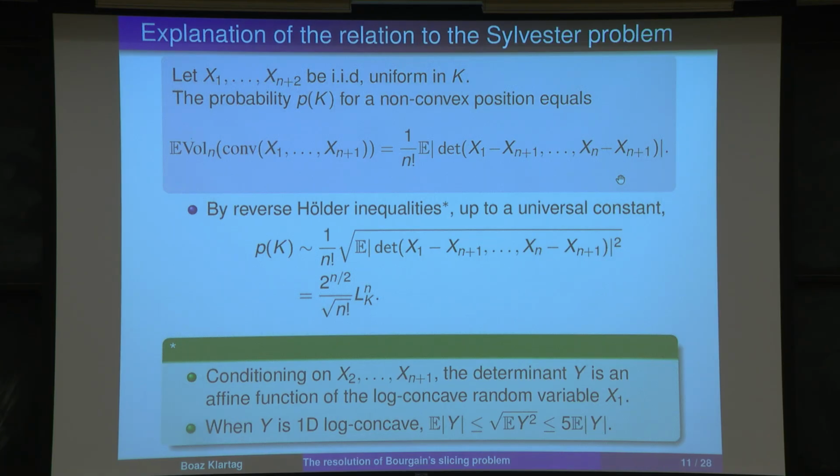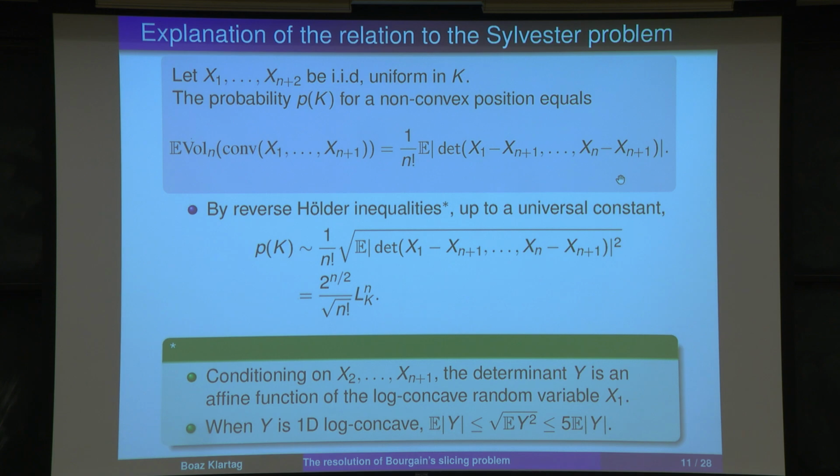Why do we have a connection to the Sylvester problem? Because of the following; let me explain the proof. Suppose you have n plus 2 IID points uniform in K. What's the probability for a non-convex position? This is the probability that the n plus 2 point is inside the convex hull of the first n plus 1 points. I normalized K to volume 1. If the volume of K is 1, this probability is just the volume of the convex hull of these n plus 1 points.